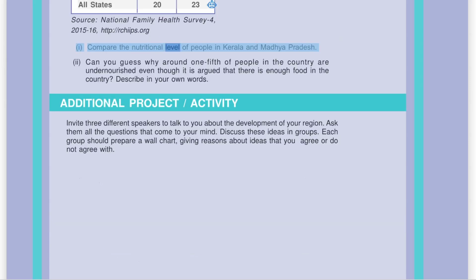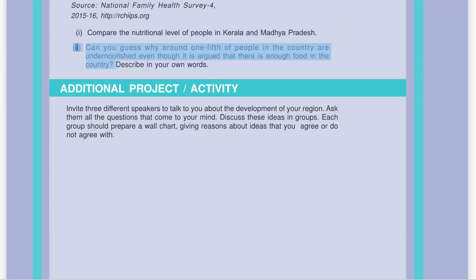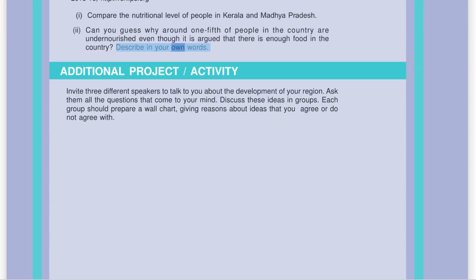1. Compare the nutritional level of people in Kerala and Madhya Pradesh. 2. Can you guess why around 1/5 of people in the country are undernourished even though it is argued that there is enough food in the country? Describe in your own words.